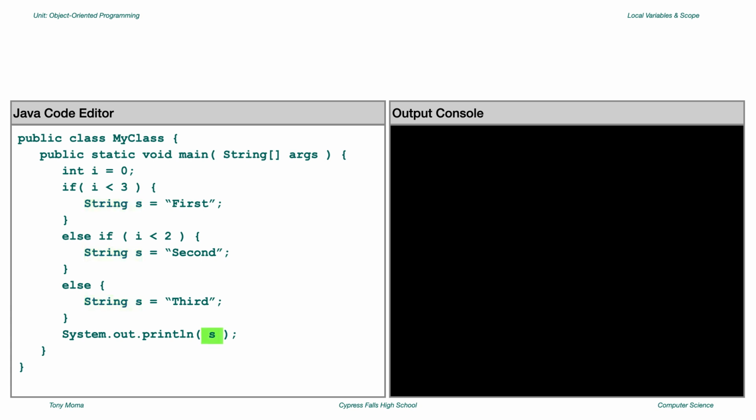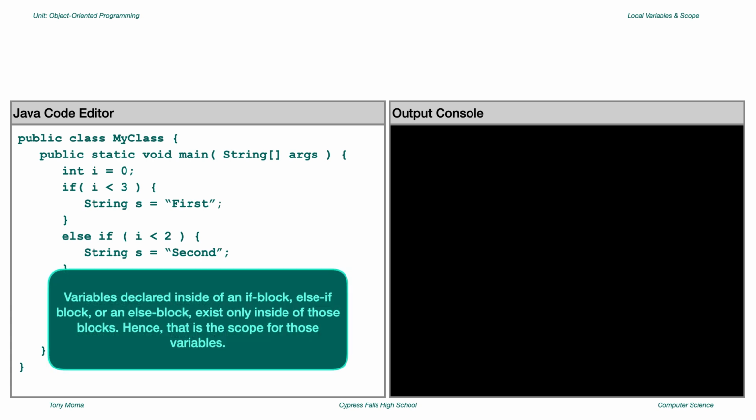The next point we need to make is about how we're attempting to print out the s variable after the if statement. This line of code would not compile because, once again, the three string variables exist only inside the blocks that they were created in. Thus, this would not compile.